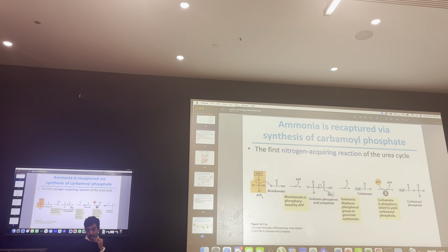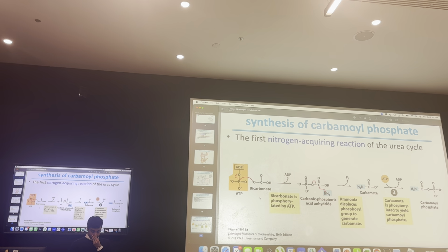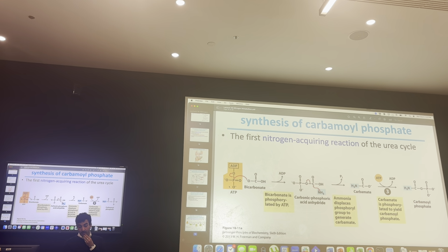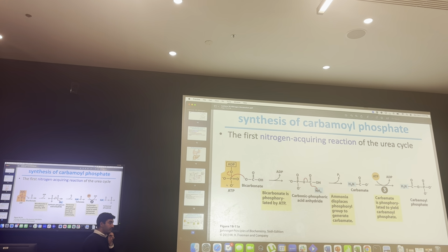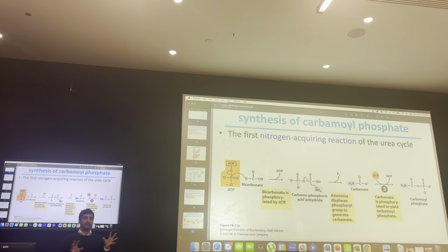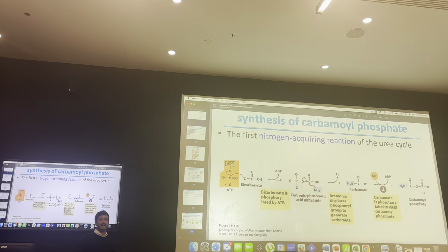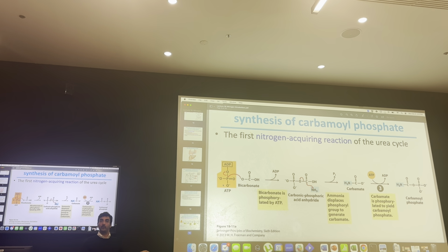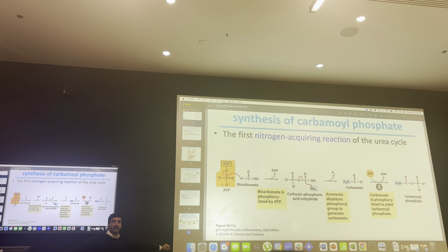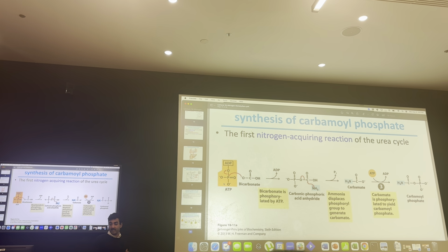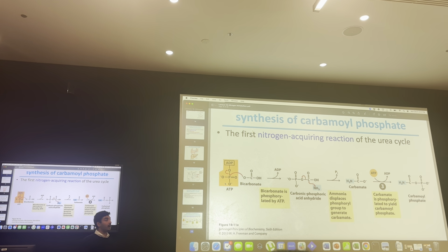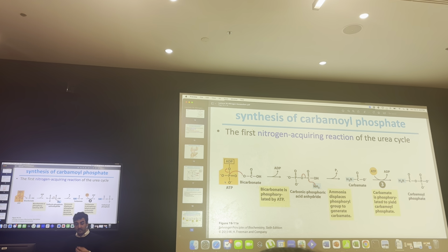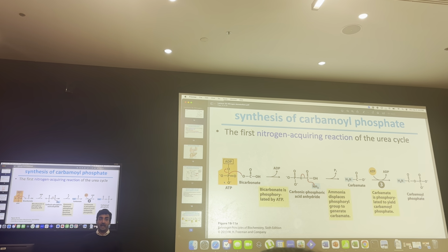So, to make that carbamyl phosphate molecule, again, carbamyl phosphate, very strange name. All you're thinking is you're attaching a nitrogen to an energized amino group, and the carbon is what's holding these two things together. Specifically, that carbon comes from the bicarbonate molecule. So how does this actually happen? You have the bicarbonate molecule being phosphorylated.